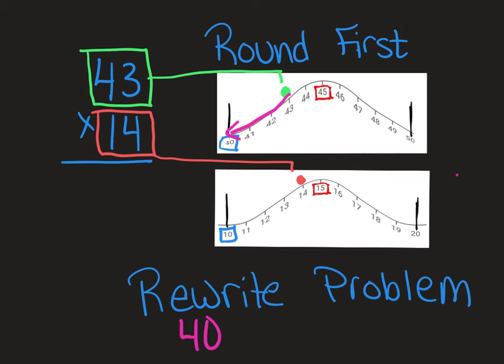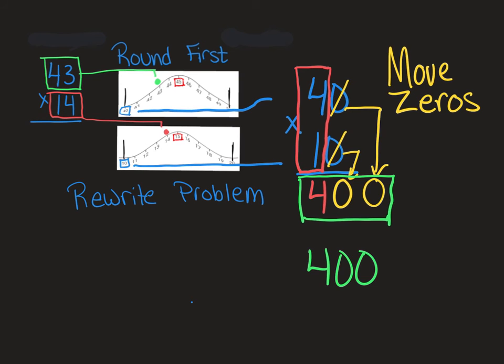If I look at 14 on a number hill, my benchmark numbers are 10 and 20. 14 would round to 10. So my new problem will be 40 times 10. So let's take a look at rewriting. So if I wrote 40 times 10 over here, you're going to notice I already wrote this one out.